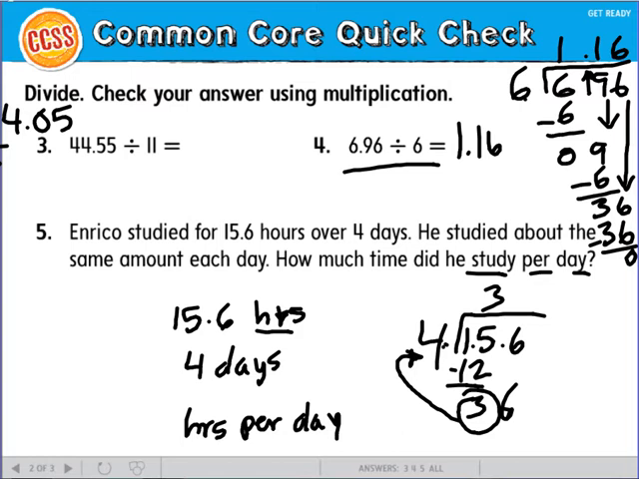36 divided by 4 is? 9. And then we know that our decimal goes straight up. So 3 9/10. So how many hours? 3 9/10 hours. Very good. Okay.